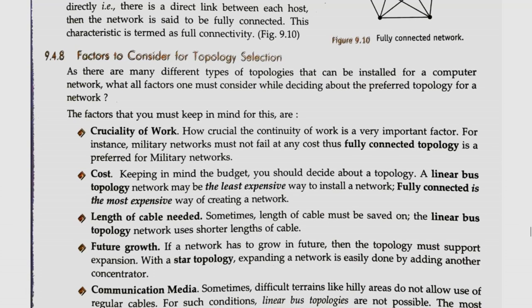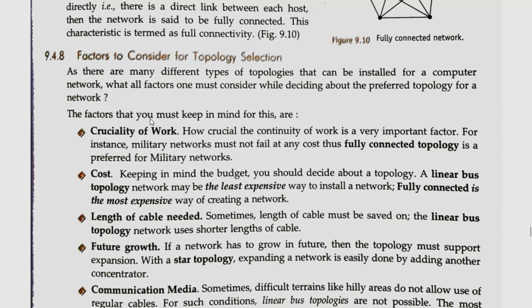So now let's discuss today the factors which have to be considered for topology selection, that is, what selection we should make for a particular network, in which way we should organize the network. So that is basically topology selection only. Now let's see what is there in the topology selection.